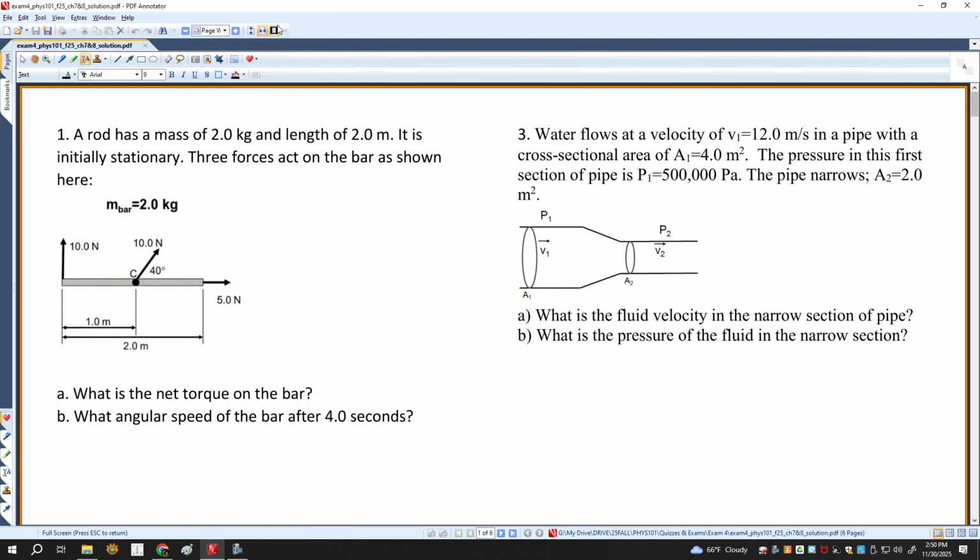This is exam 4 for fall 25. I have a rod with a mass of 2 kilograms and a length of 2 meters. I want to know a couple things. I want to know the net torque that's acting on the bar.